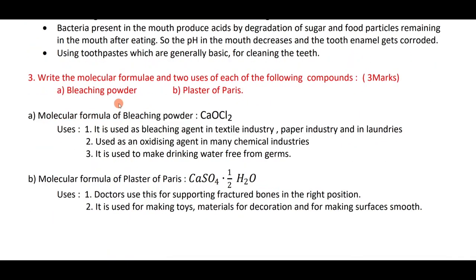Write the molecular formula and 2 uses of each of the following compounds. Bleaching powder. The molecular formula of bleaching powder is CaOCl2. It is used as a bleaching agent in the textile industry, paper industry and in laundries. Used as an oxidizing agent in many industries. It is used to make drinking water free from germs.